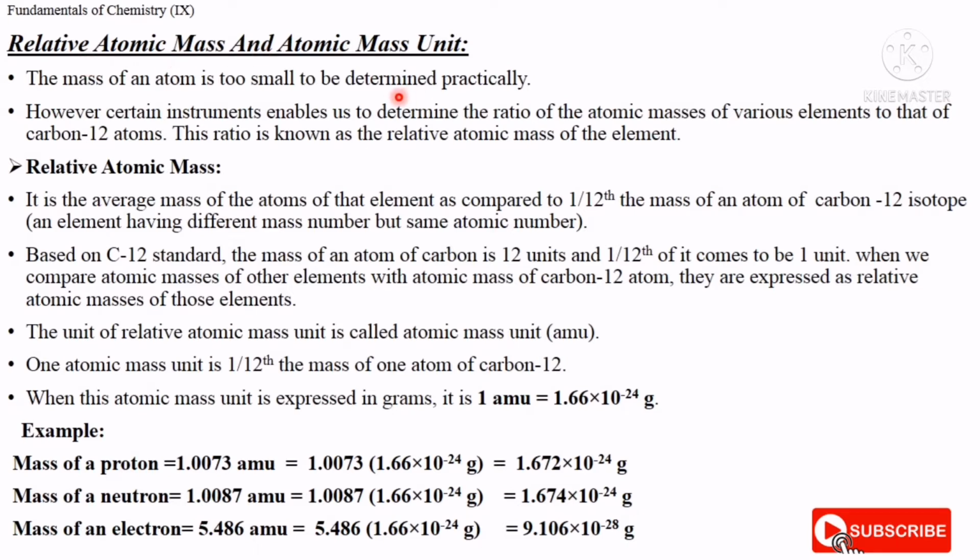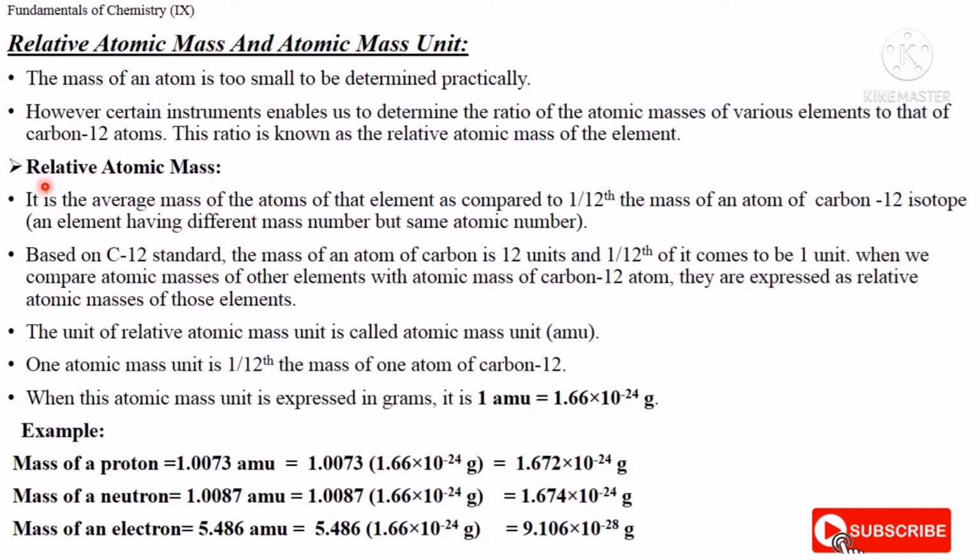The question is, can we determine the mass of an atom practically? The answer is we cannot determine the mass of an atom practically because the mass of an atom is too small. However, certain instruments enable us to determine the ratio of the atomic masses of various elements to that of carbon 12. This ratio is known as the relative atomic mass of the element.